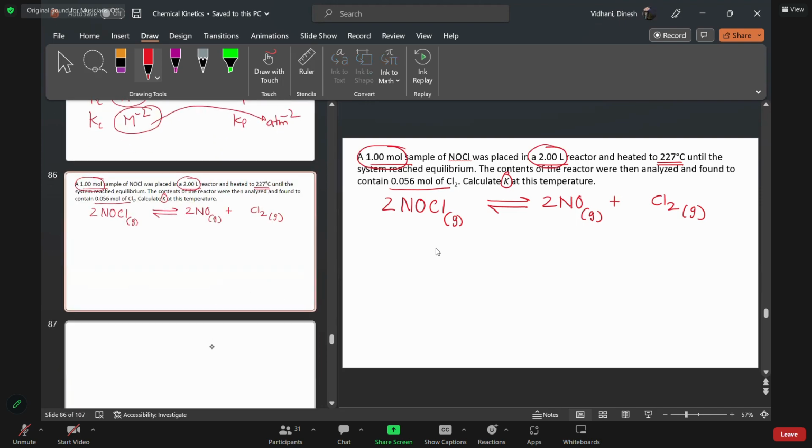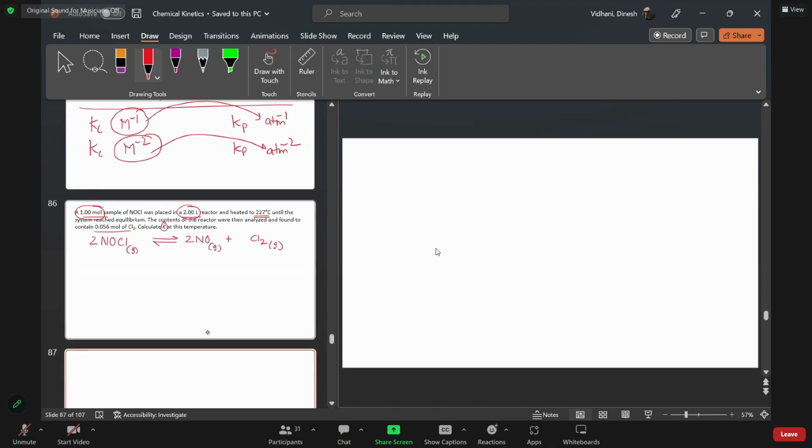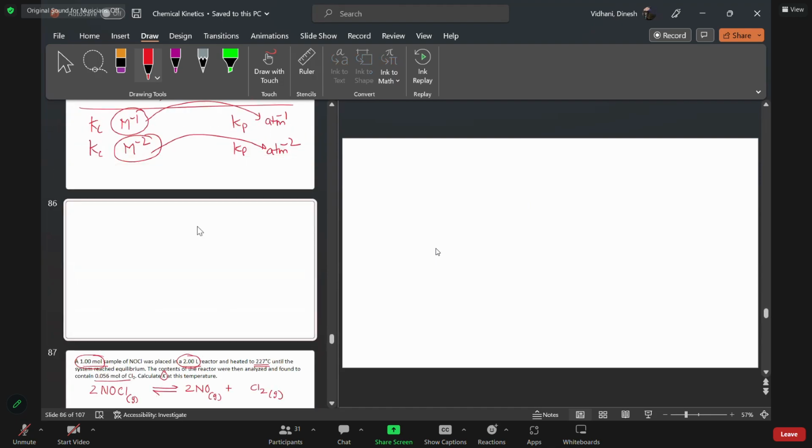So let me put one slide above so that you can see what I'm saying. So what Roberto said, all of you, we are given N equals 1 mole. That's given to us, 1 mole of NaOCl. We are given volume, which is 2 liters.